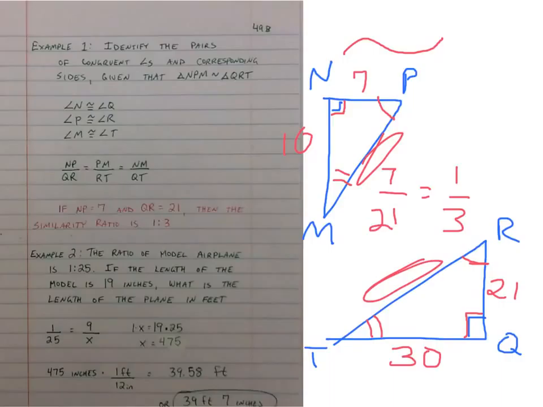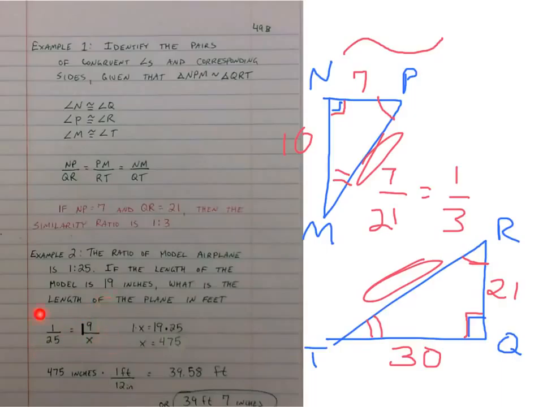The second example shows up on the skill test as well. The similarity ratio of a model airplane is 1 to 25. If the length of the model is 19 inches, what is the length of the plane in feet? So we have this similarity ratio of 1 to 25, which means basically 1 inch on the model is equal to 25 inches on the plane. So the length of the model is 19 inches. Typo, there should be 19 inches right there. 19 to x. So 1 inch to 25 inches is 19 inches to x inches.